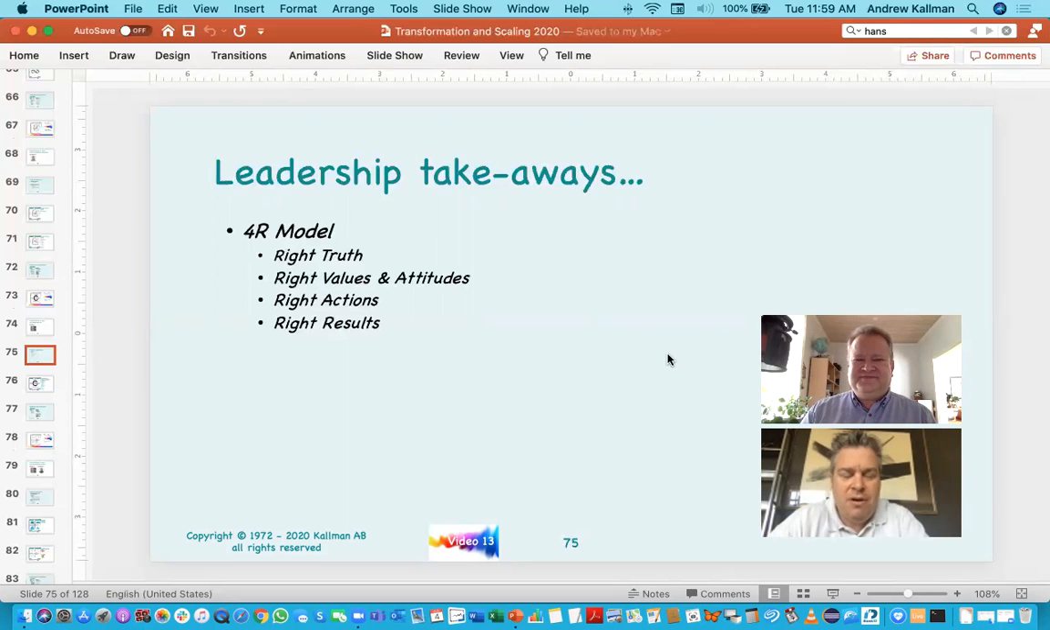The 4R model is a very interesting model itself, because it emphasizes a different perspective of change. The first one is really about the right truth. And this can actually mean a lot of things. It can mean the vision that is in the middle of the model itself, but it also can mean meaning and purpose. Why are we doing this? What is the burning platform for doing the change itself?